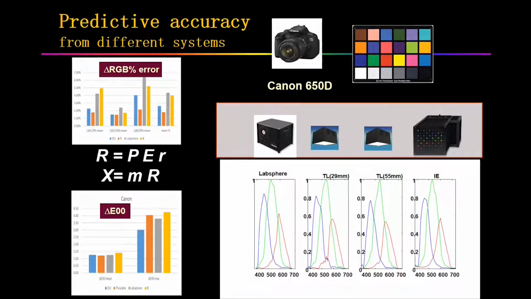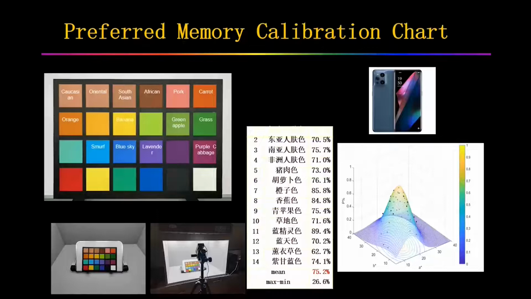Next, please. Another one is a new 24 card. The old 24 cards have been used for many years, since the 1980s. Everybody's using that, but they have the problem I mentioned before. Now we have a new 24 card. Sorry, these are still in Chinese. These correspond to our memory colors. I have the Caucasian colors, South Asian colors, African colors, pork and carrot, orange, banana, green apple, green grass, and sky blue. All these are the memory colors.